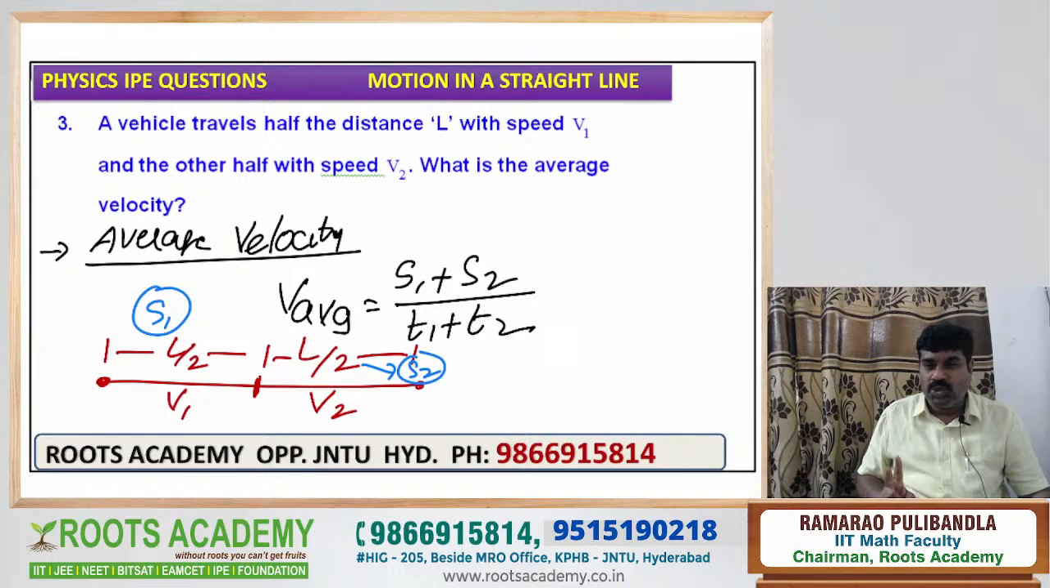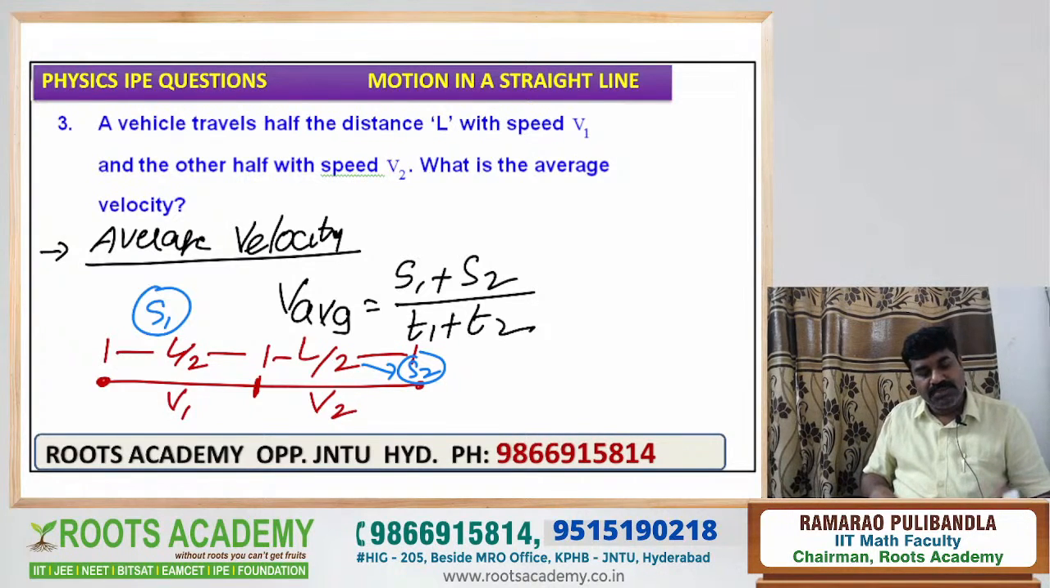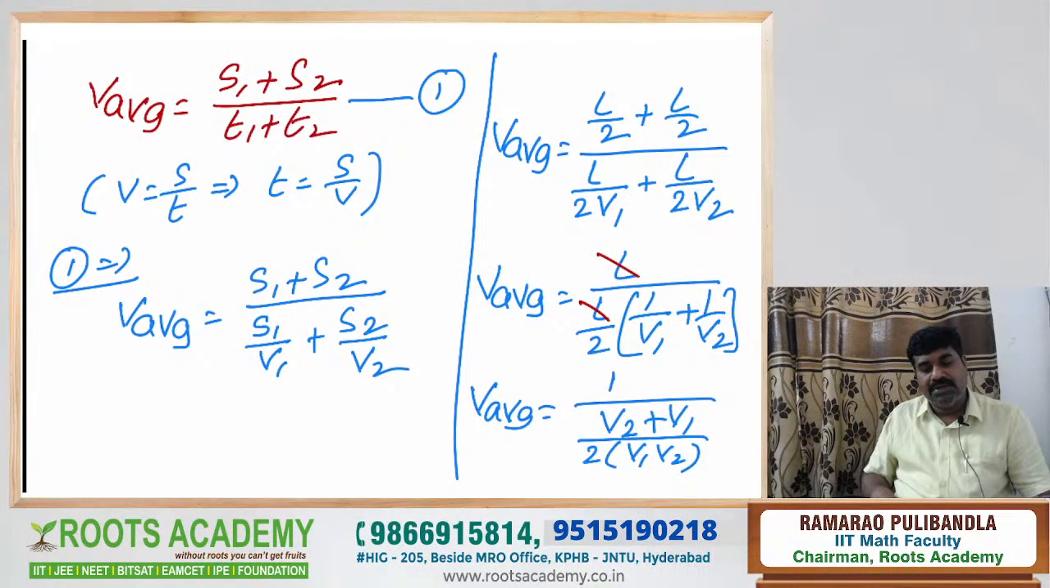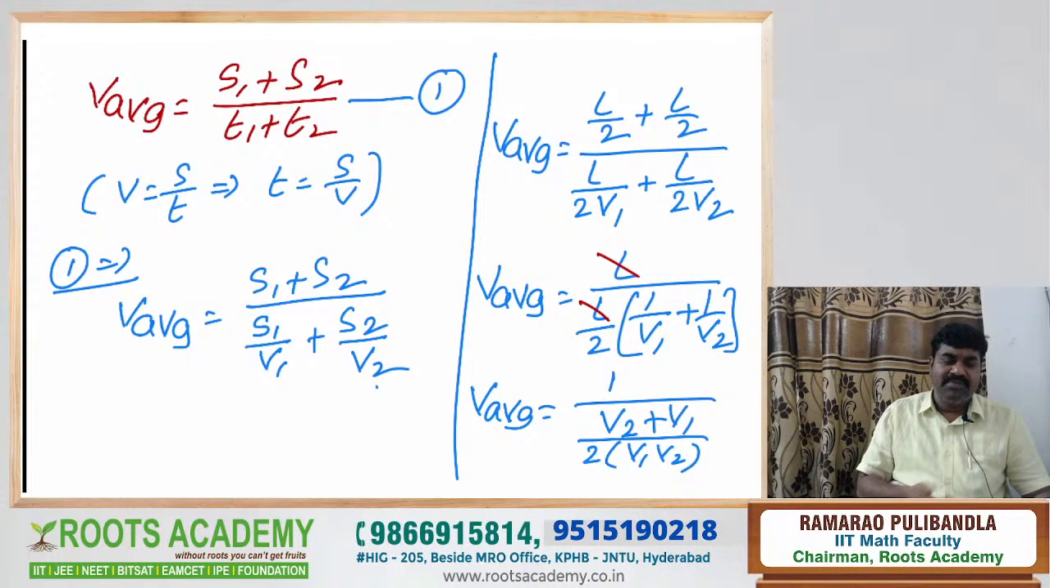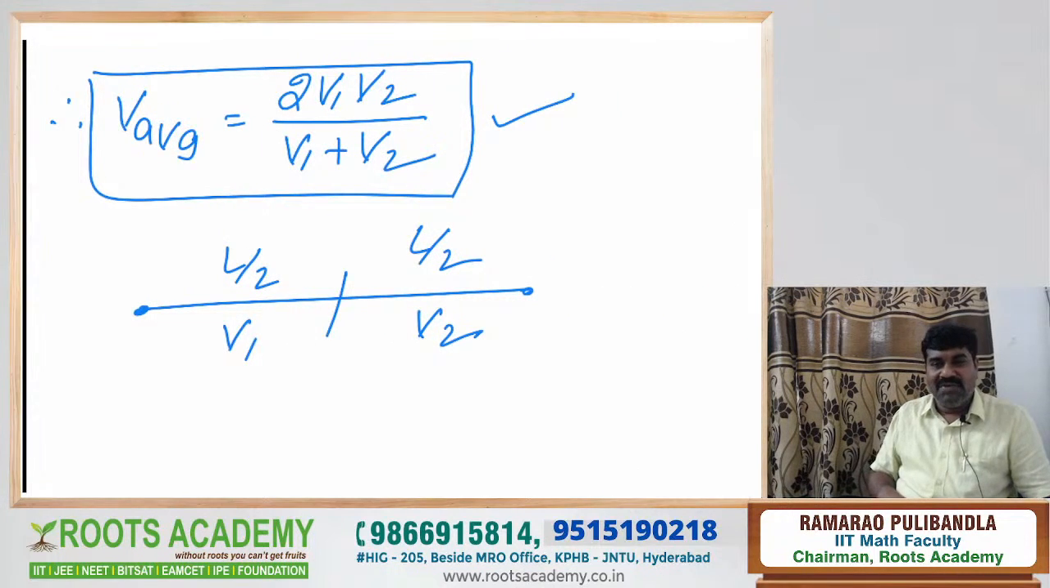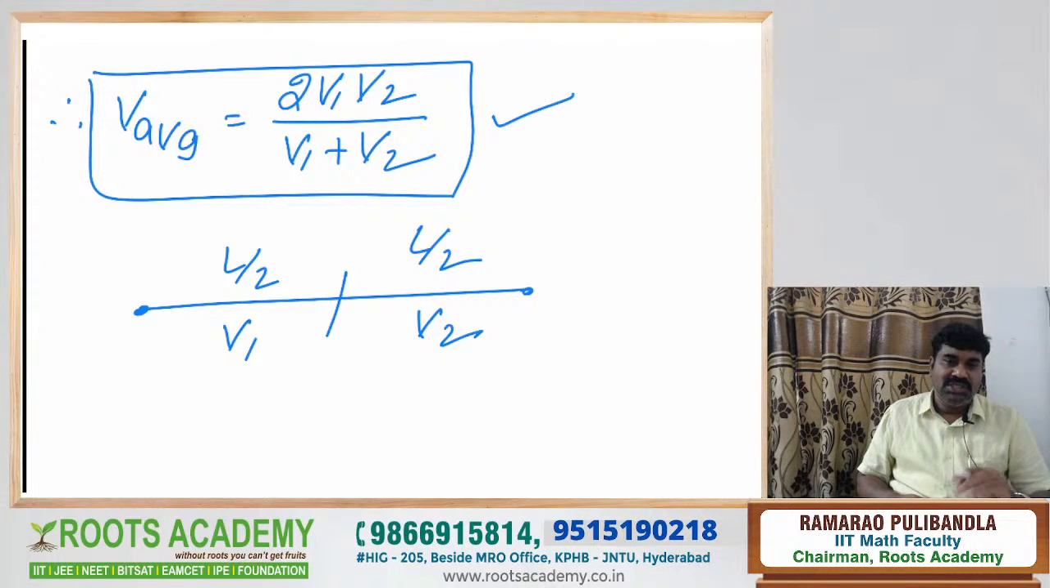Here how many displacements? Two displacements. First is L by 2, second one is L by 2. So L by 2 with velocity V1, L by 2 with velocity V2. We substitute S1 is nothing but L by 2, S2 is nothing but L by 2, T1 is nothing but S1 by V1, T2 is nothing but S2 by V2. Then we get the answer, V average is nothing but 2V1 V2 by V1 plus V2. This is about the average velocity.